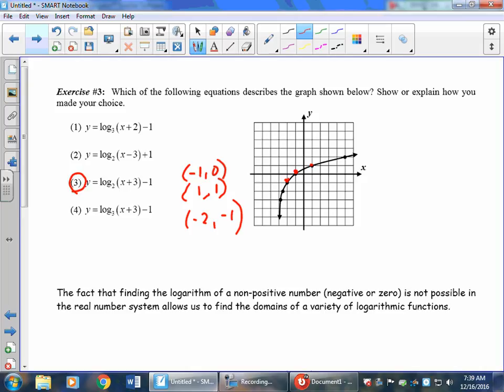Okay, so the fact that finding the logarithm of a non-positive number is not possible in the real number system allows us to find the domains of a variety of logarithmic functions. All right, again, there's that same situation. This right here, even though here we do have x's that are negative, because we're adding 3 here, it actually is going to shift the values over to the right to make the actual logarithm positive. Okay? So moving on.